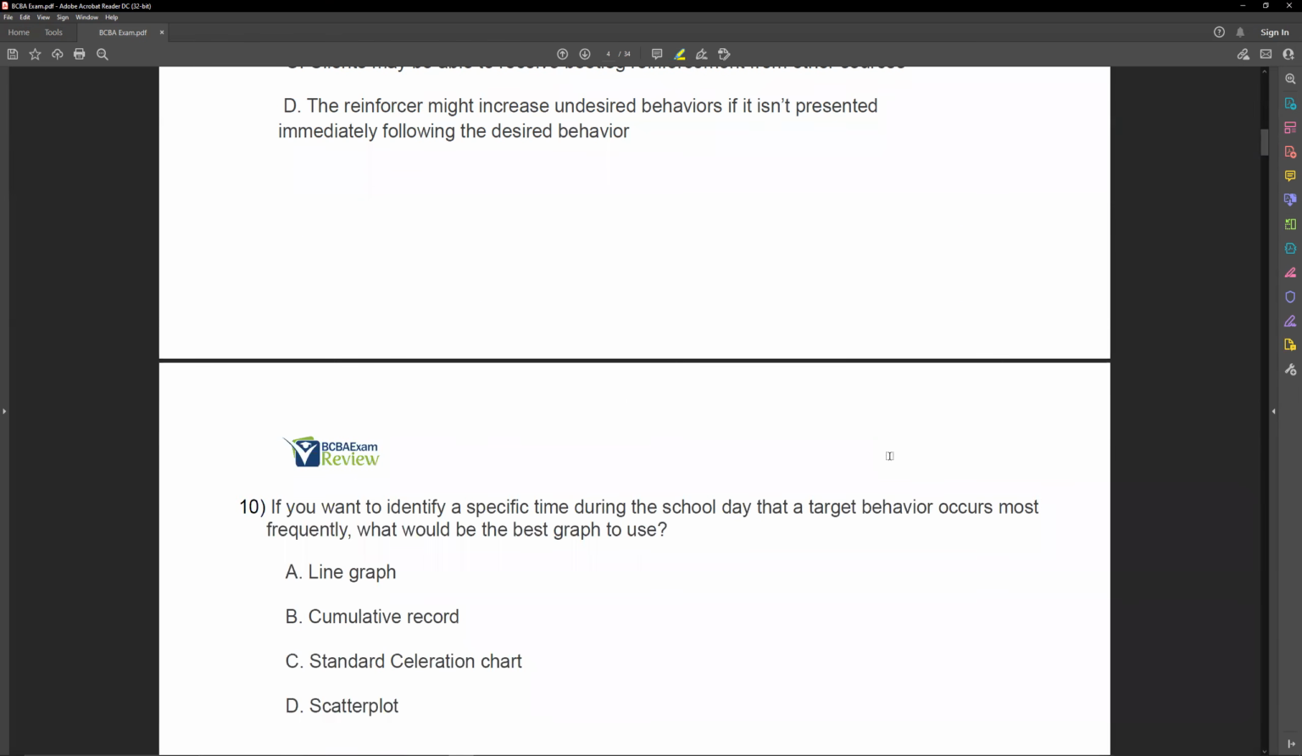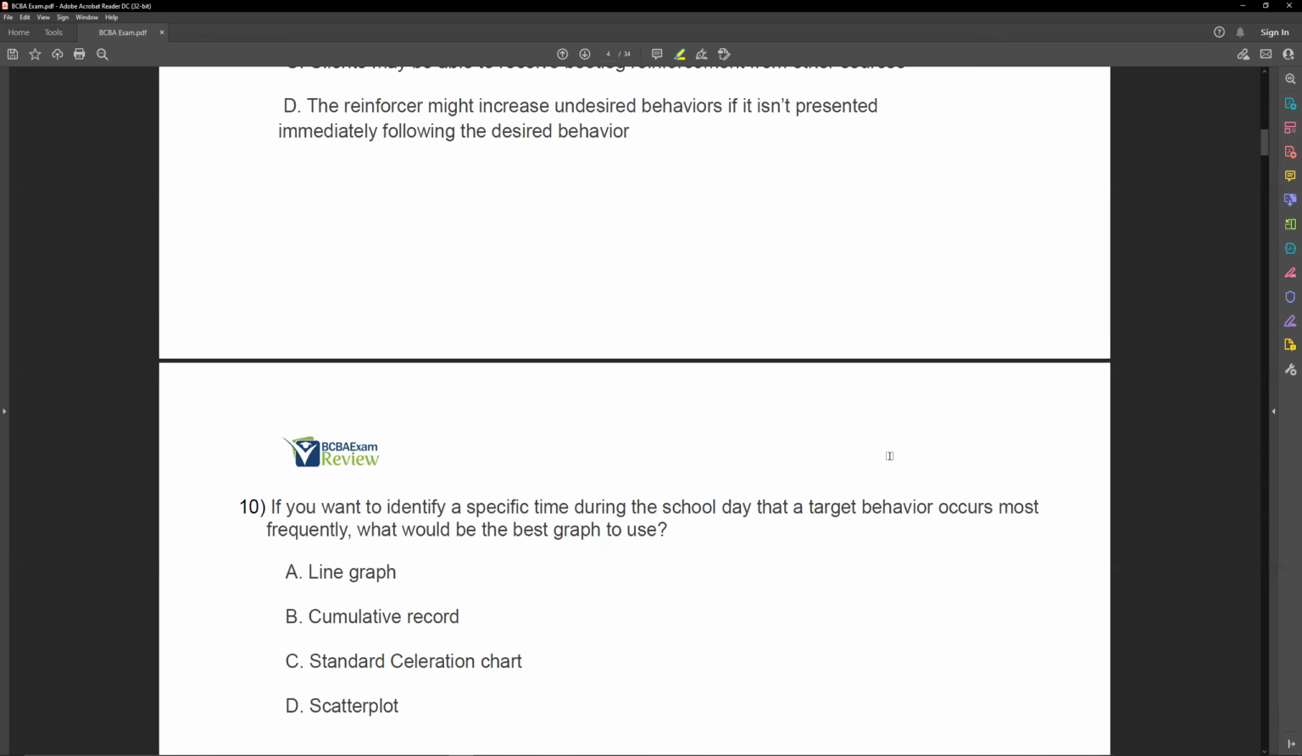Finally, 10, if you want to identify a specific time during the school day that a target behavior occurs most frequently, what would be the best graph to use? So we are looking for a relation between time of day and the target behavior occurring, okay? Are these two things related? Do they have a relationship? If we want to identify this, what graph do we want to use?